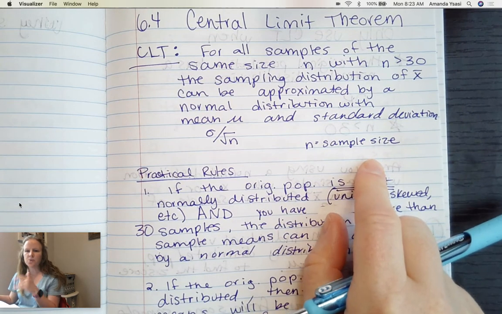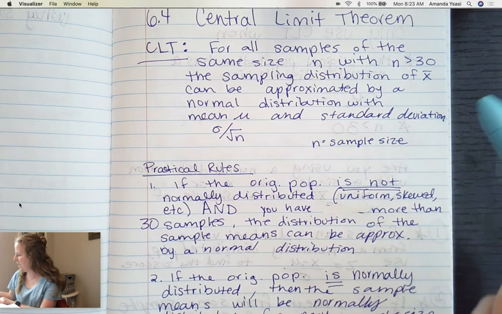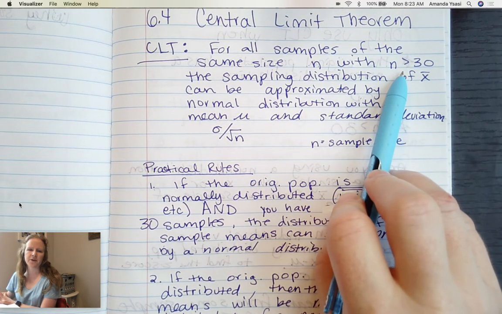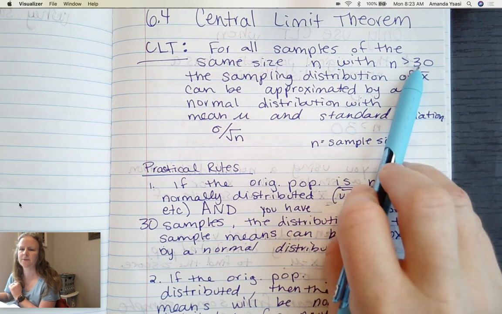So we can use the normal distribution if this is the case. N has to be greater than 30. You have to have 30 or more samples. No, I mean greater than 30, not or equal to. It has to be more than.